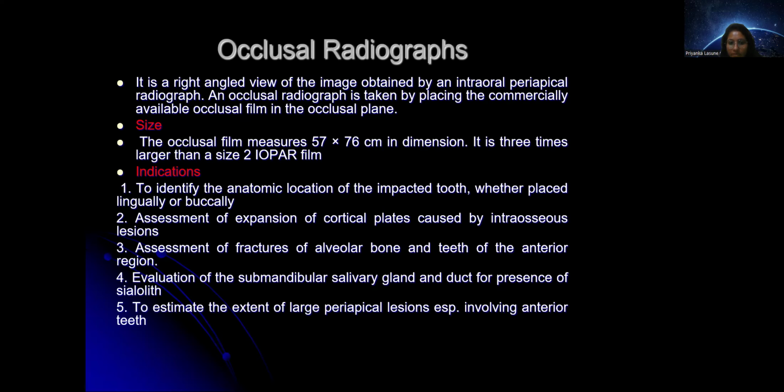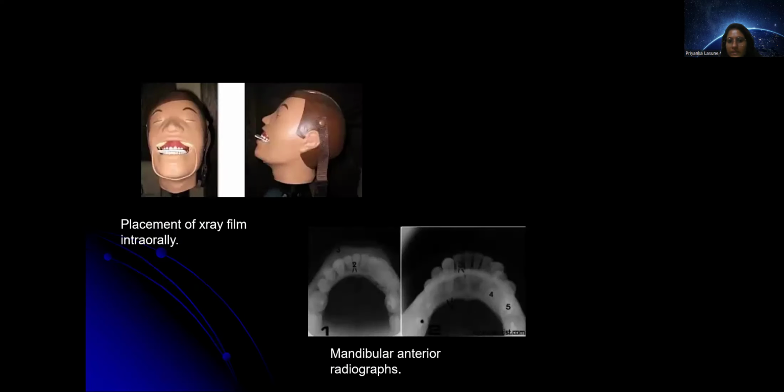or to locate any impacted tooth, or to evaluate the submandibular gland duct stone, or to see the extent of a large periapical lesion, like a periapical cyst in the maxillary region. So this is how the X-ray film is placed inside the mouth. The patient has to bite slightly over the X-ray film, and the resultant image what you will get is this. This is the occlusal radiograph of the mandibular anterior teeth.